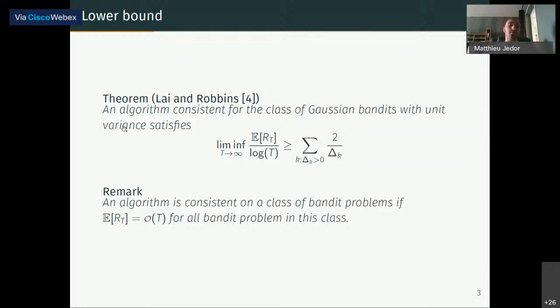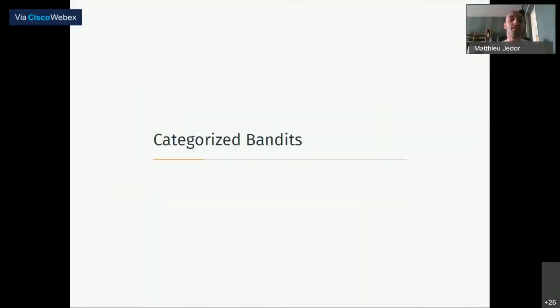An interesting question is what is the lowest regret achievable. This is a theorem from Lai and Robbins, which says that the cumulative regret must satisfy this condition. What is important to remember is that this regret is linear in the number of arms K. So this brings me to my framework, the categorized bandit.